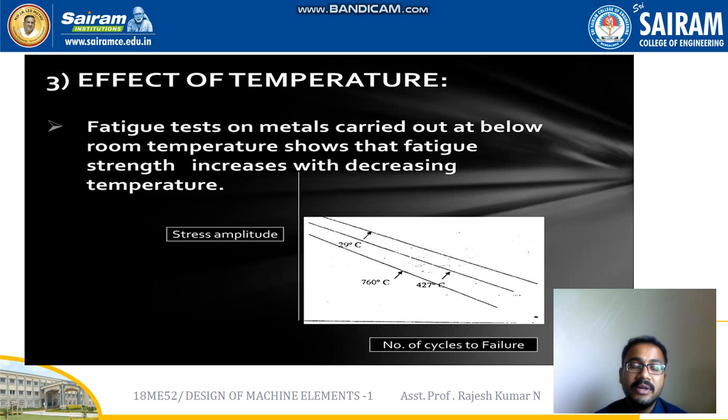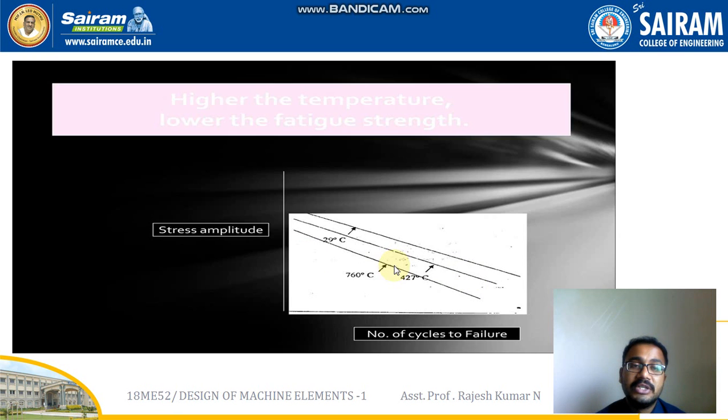Moving to the next one, effect of temperature. This cannot be called a very important modification factor, but still in very rare cases it is also considered. Fatigue tests on materials carried out below room temperature show that the fatigue stress increases with decreasing temperature. Here you can see the stress amplitude versus number of cycles to failure. The number of cycles keeps varying, from 10, 100, 1000, 10,000, 1 lakh and so on. You can see the different stress amplitudes for temperatures of 29 degrees Celsius, 427 degrees Celsius and 76 degrees Celsius.